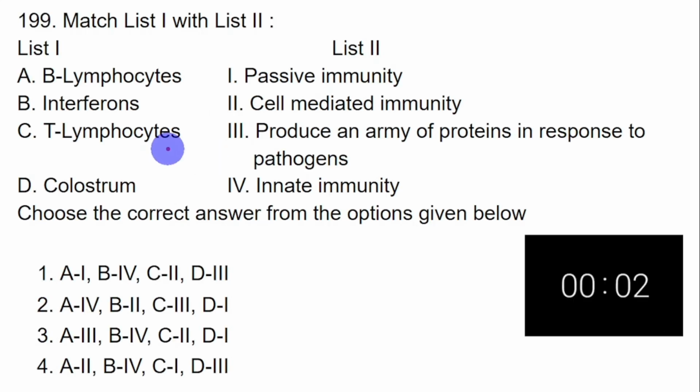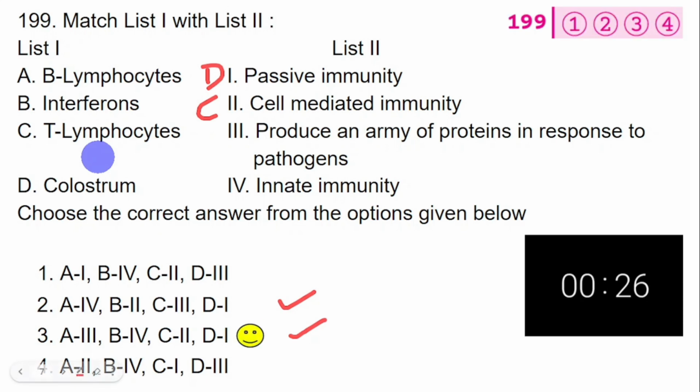Match question. Passive immunity would be colostrum. D1 is in option number 2 and 3. Next, cell mediated immunity. This is T lymphocytes. So C2. C2 and D1 is in option number 3. So we have the answer with us. Mark it on the OMR sheet. 199 is 3. And we are done with this question in 30 seconds.